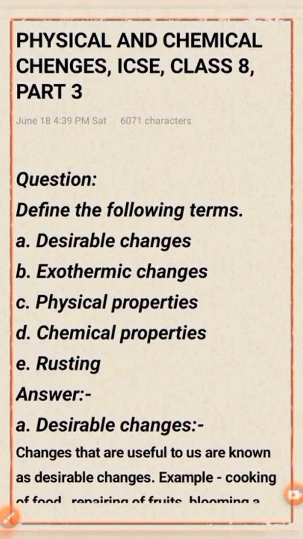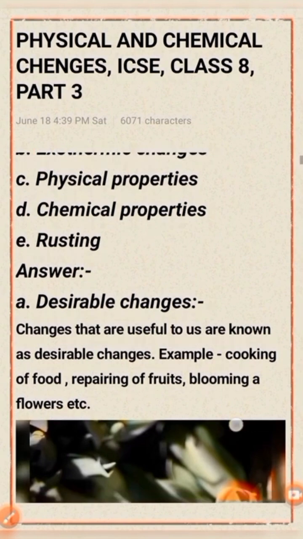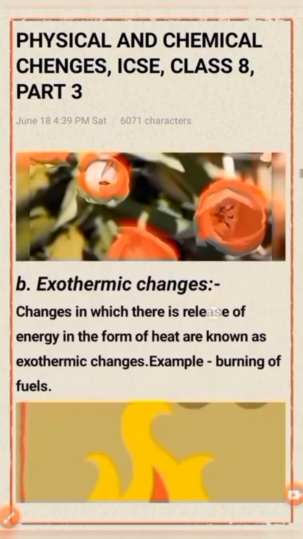Now, define the following terms. Question A, desirable changes. Changes that are useful to us are known as desirable changes. Example, cooking of food, ripening of fruits, blooming of flowers, etc. Next, exothermic changes. Changes in which there is release of energy in the form of heat are known as exothermic changes. Example, burning of oils.